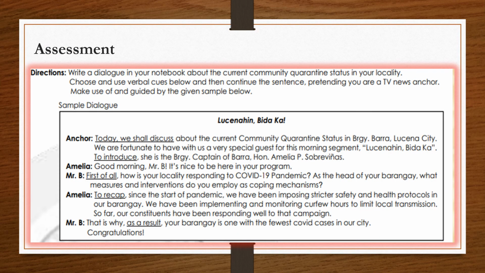So, this time for assessment, write a dialogue in your notebook about the current community quarantine status in your locality. Choose and use verbal cues below, and then continue the sentence, pretending you are a TV news anchor. Make sure and be guided by the given sample below.